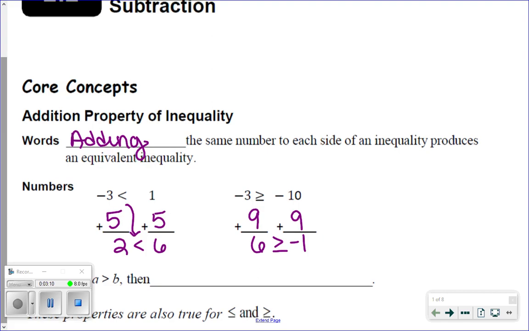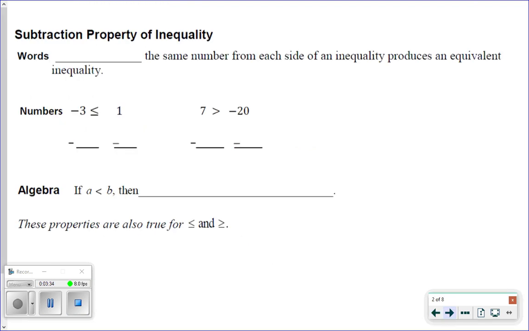But to generalize this, the big idea here is that if A is greater than B, if an inequality has been established, then A plus any number will still be greater than B plus that same number. That's kind of the idea there. You can add the same quantity on both sides, and the inequality relationship stays the same or stays true. Okay. Same happens with the subtraction property, right? It states that if you subtract the same number from each side of an inequality, it'll produce an equivalent inequality. So essentially, the relationship is maintained.